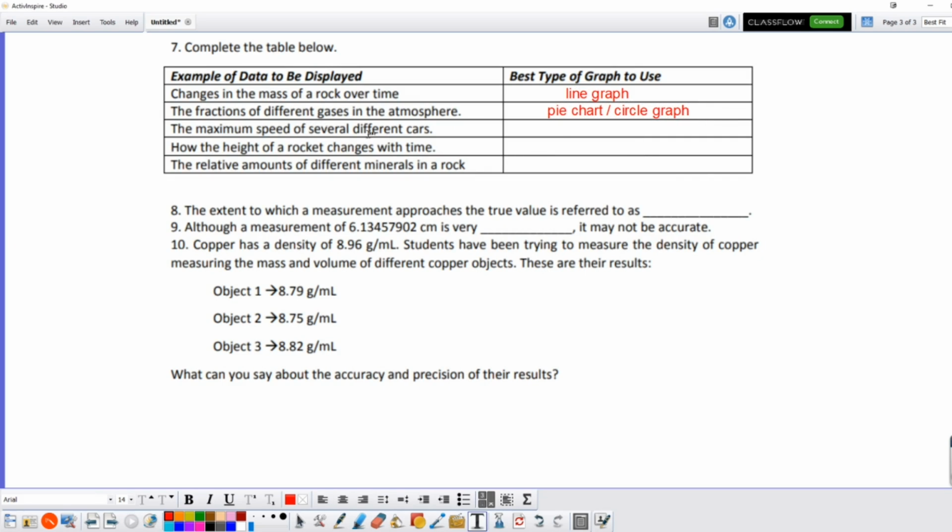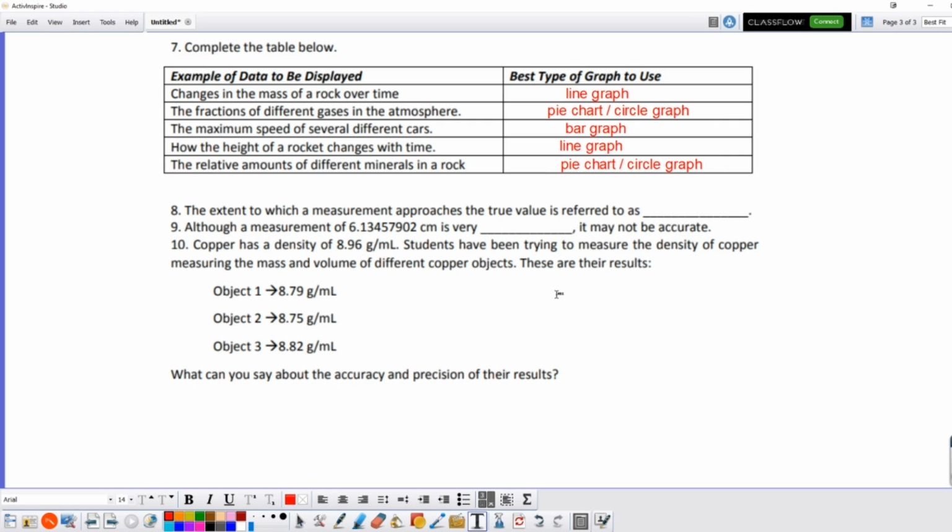The maximum speed of several different cars. It sounds like you're doing a comparison here, and when you're doing a comparison, the best type of graph is a bar graph. The next one says how the height of a rocket changes with time. Any time you see time as one of the variables, that's going to be a line graph. And finally, the last one, the relative amounts of different minerals in a rock. To me, that sounds like parts of a whole. You're comparing all the different parts. So that is, again, a pie chart or circle graph.